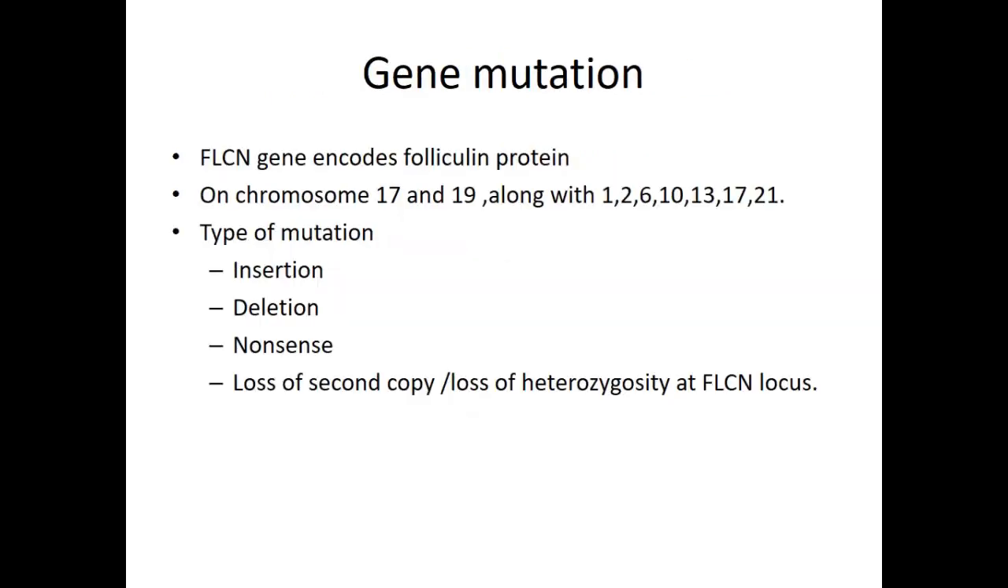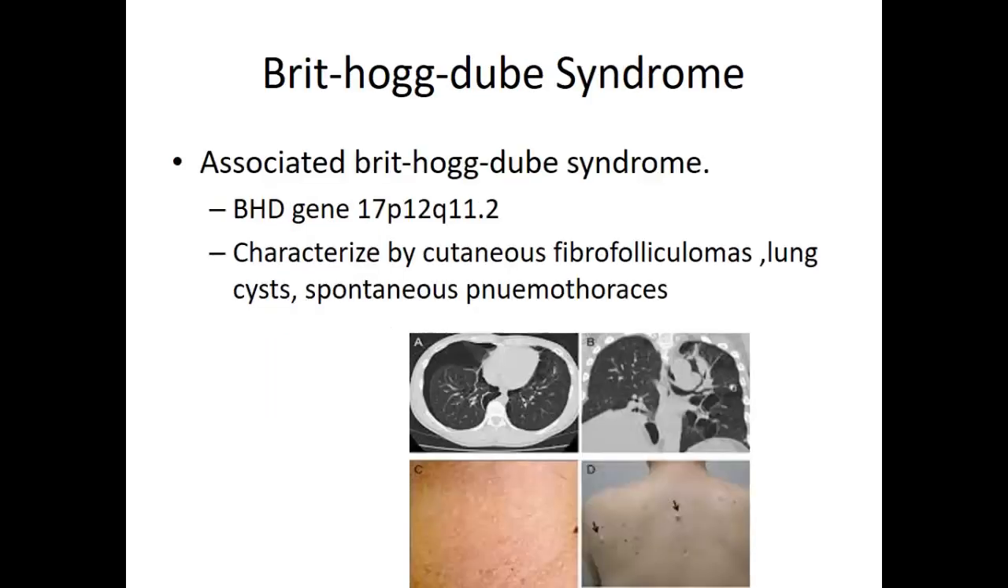In this, there is a gene mutation. This is the FLCN gene that encodes the folliculin protein located on chromosome 17 and 19 along with other chromosome sites. The type of mutation is insertion, deletion, nonsense, or loss of the second copy, or loss of heterozygosity at the FLCN locus.